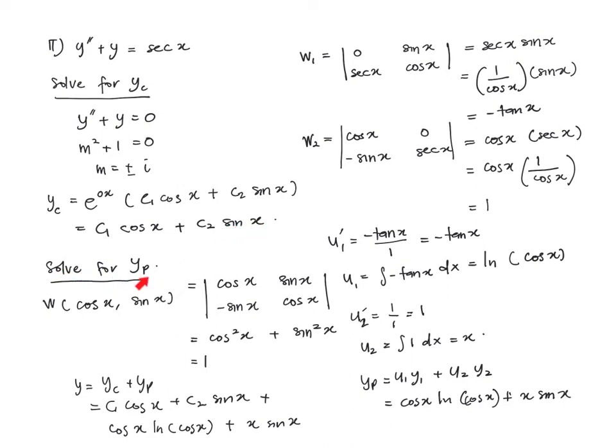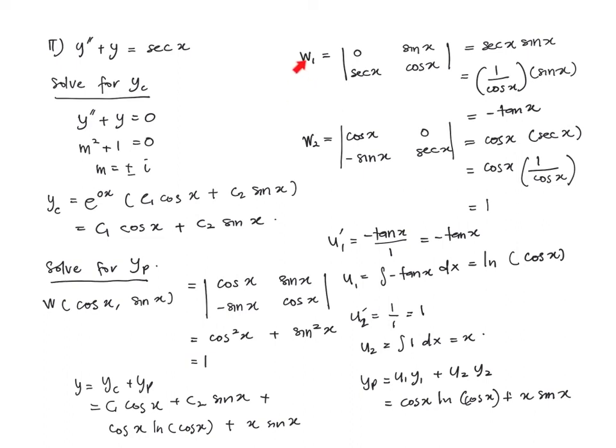Solve for yp. Okay, this one is y1. This one is y2. So, W of y1, y2. Okay, substitute y1, y2. Differentiate y1, differentiate y2. Okay, next we find the determinant. Okay, AD minus BC. So, we get 1.